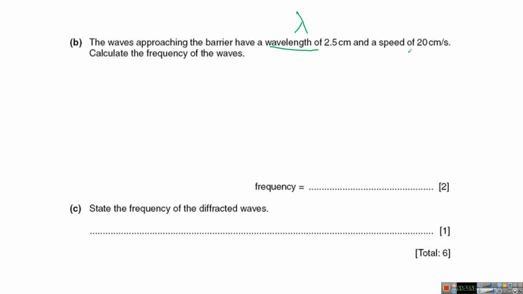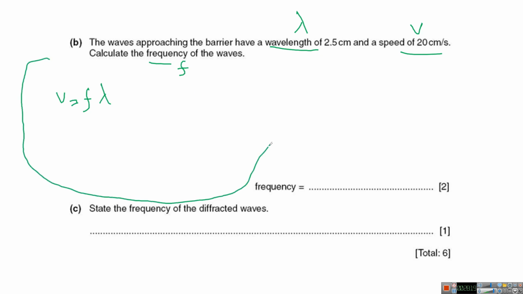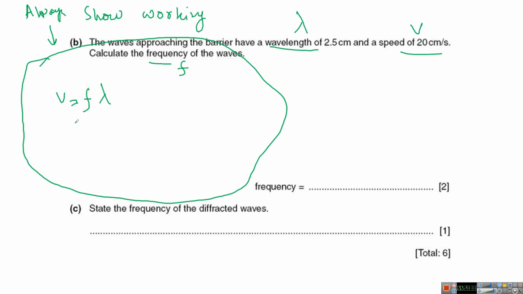Now second part, waves approaching the barrier is of wavelength 2.5. This is lambda with the speed which is v. Calculate the frequency f, right? So again, v is equal to f lambda, and since they have given you this space over here, understand you have to show the working, right? So I will say always show working. I would recommend, even if the space is little, try to work very neatly in a smaller space, but do show your working, whatever you're calculating, because that would give you an edge.